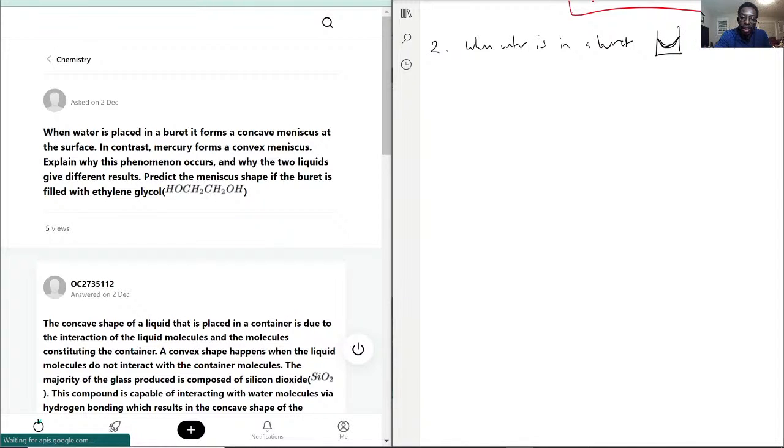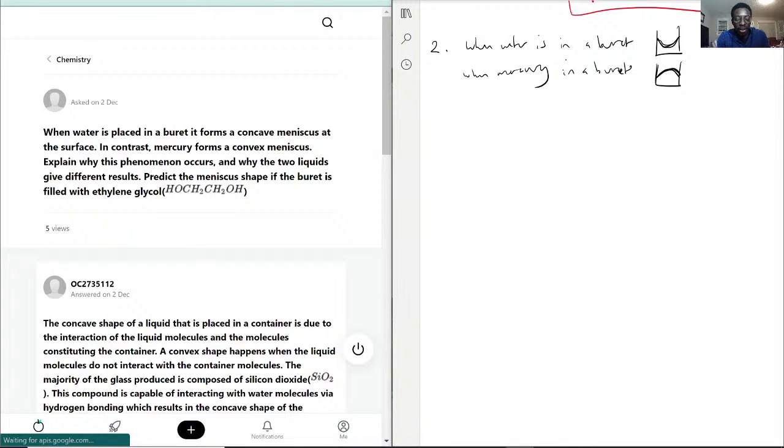Okay? And when mercury is in a burette, sorry about the handwriting, it forms a convex meniscus like this. Okay, so that's concave and convex. I'll probably draw that a little bit smaller. So convex like that. All right.